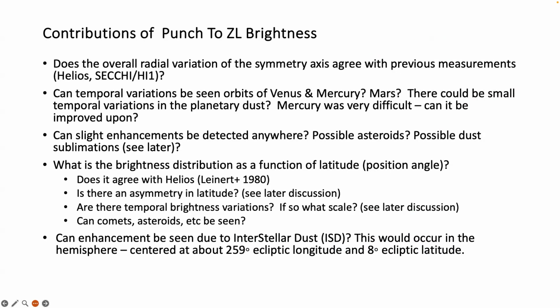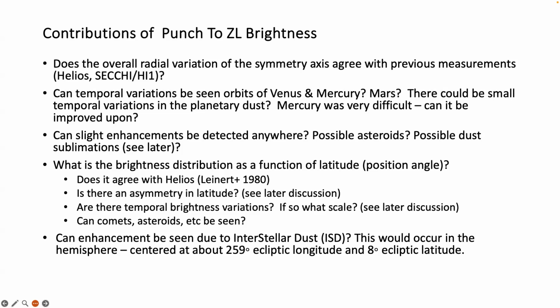So what can PUNCH do? First of all, they can verify that they agree with this brightness gradient. But then, can you see variations in the orbits? There's dust in the orbits of Venus and Mercury and Earth, and can you see that dust? It's just a few percent, but if you have these very good statistics, you should be able to see something. In fact, we found Mercury's orbit to be very difficult, but we definitely feel it was there.